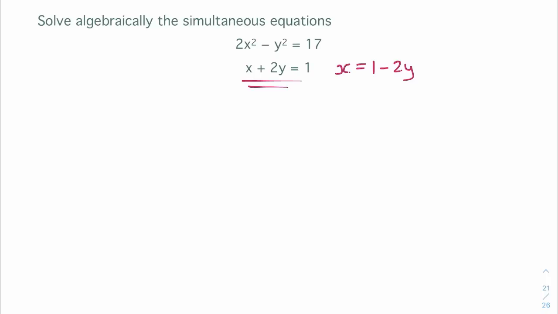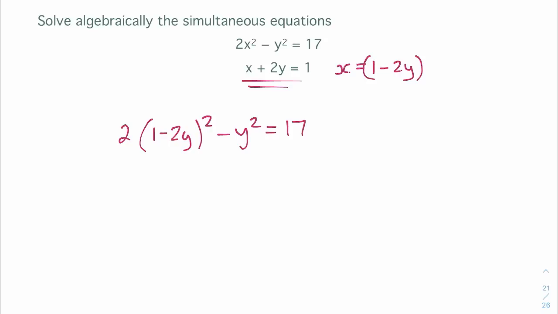Now what we can do is put this in place of x in that first equation. So I'll put a bracket around it. So all I'm going to do is replace the x with that. Now we do have two lots of that, so it's two lots of 1 minus 2y, that's an x squared, so that bracket is squared, take away y squared, and that is equal to 17.